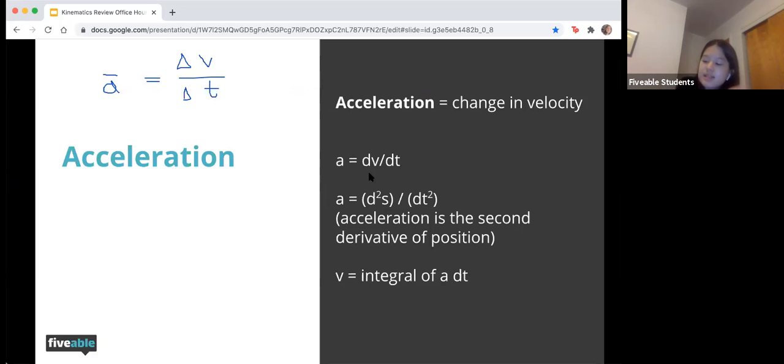Again, velocity is the derivative of position. That means acceleration is the second derivative of position, which is kind of cool. We're combining concepts here. And then really quickly, if acceleration is equal to dv over dt, we know that velocity is the integral of acceleration. So we just swap it around. These are kind of our definitions of the integral and the derivative. Let me rewrite these. I couldn't find the integral symbol, but I can just quickly label these.